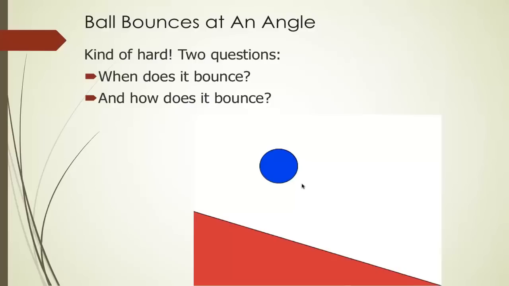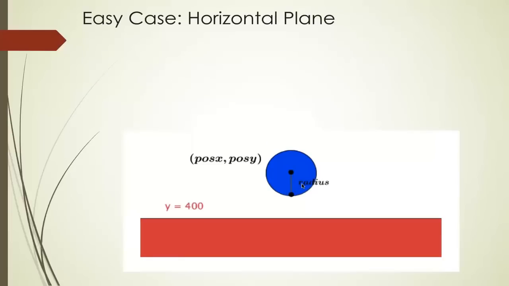So those are two questions. We're going to answer this question by looking at the easy case, which is the case where the plane is horizontal. In this case, I have position x, position y as the center of the ball, and a radius. In Processing, the top left corner is actually the origin. Going right is positive x, and going down is positive y. It's a little bit backwards, but it's actually pretty standard.